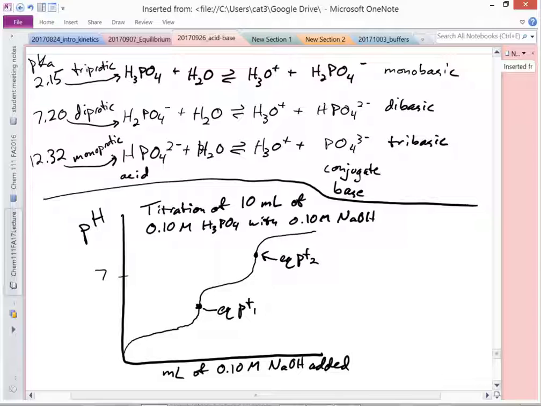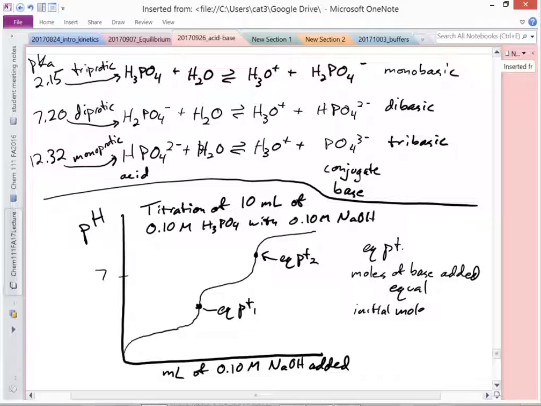What is the meaning of the equivalence point? Natalie said you lost a proton. Yeah, that's what happens there. Or you gained a proton if you're coming from the other direction. The equivalence point is where moles of, in this case, base added, equal initial moles of acid.